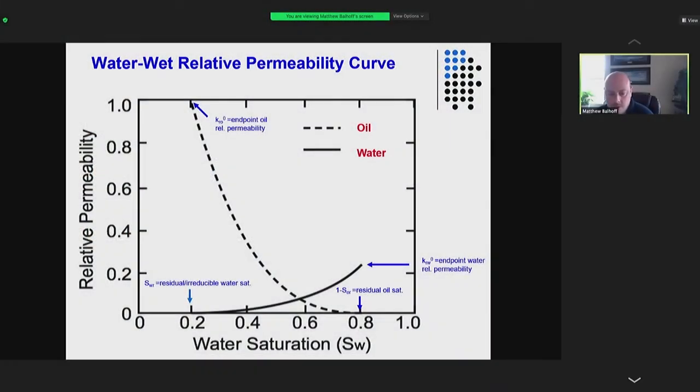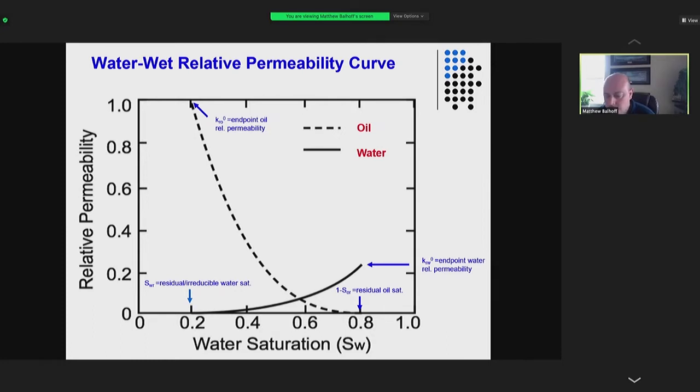Okay, so this is a review of what we were talking about on Wednesday. This is what a typical water wet relative permeability curve looks like. And I mentioned this last time, is that the relative permeability will be zero when the water saturation is equal to the residual or irreducible water saturation, and then increases nonlinearly as water saturation increases.